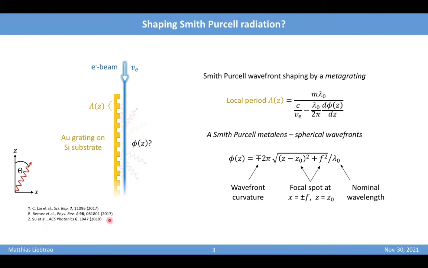Interestingly, this has been studied theoretically thus far, it is possible, in fact, by using metasurface design principles, so we can tailor the periodicity of our grating. We can induce a local grating period which varies along the electron trajectory, and thereby basically implement any emission wavefront phi that we want. If we use, for instance, spherical wavefronts, we can thereby introduce a focusing effect. So we can emit spherical wavefronts which interfere constructively at a certain focal spot at a distance f away from the grating surface for a particular nominal design wavelength lambda naught.